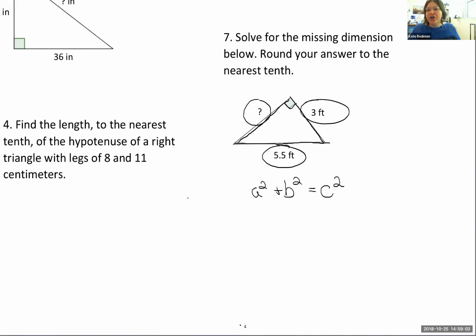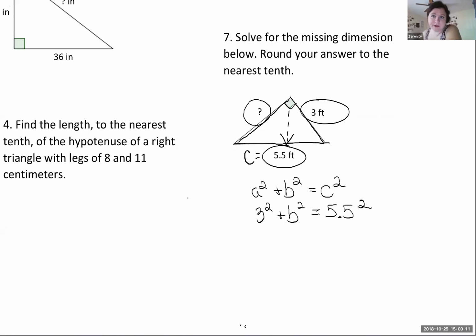And again, the hardest part is knowing what to substitute where. I want you to take your pencil. I want you to start at the right angle and go right across from the right angle. What's the side across from the right angle? Always, always, always C. I'll keep your A the way it was, but B then is an unknown. And for C, I will plug in 5.5. Are you cool with that?